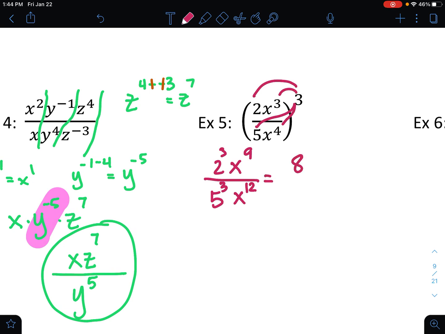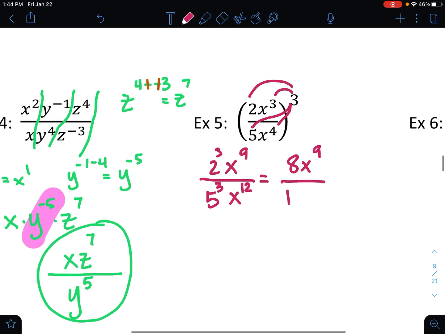So 2 to the 3rd. 2 times 2 is 4. 4 times 2 is 8. 5 to the 3rd. 5 and 5 is 25. Times another 5 is 125. Now, does 8 over 125 reduce? It does not. But I do want to look at the x's.